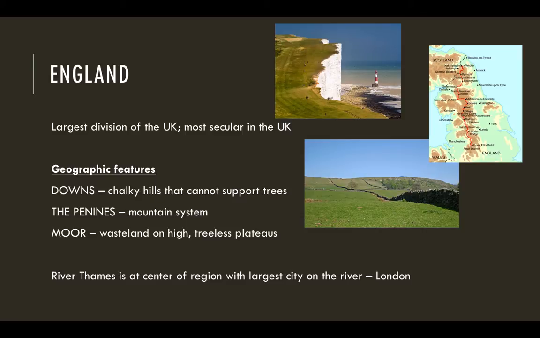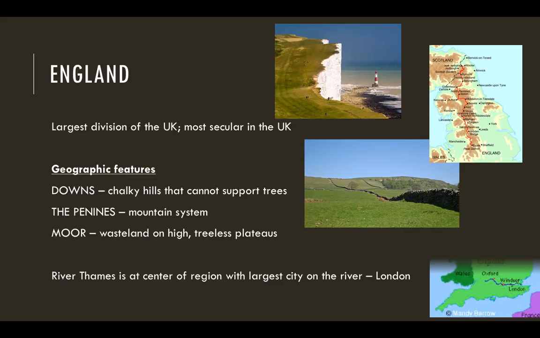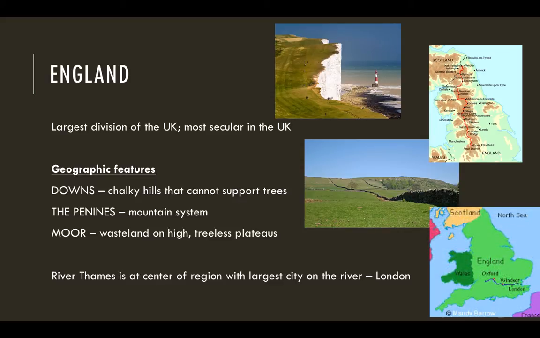And then finally, you have the River Thames. This one is almost at the center of England. And then on this river, you have the largest city in England, and that is London. And again, remember in geography, we always want to ask the why. Why would you find major cities along the river systems?